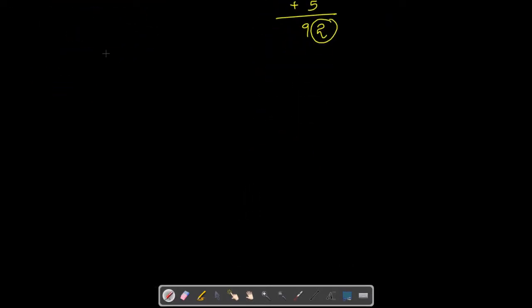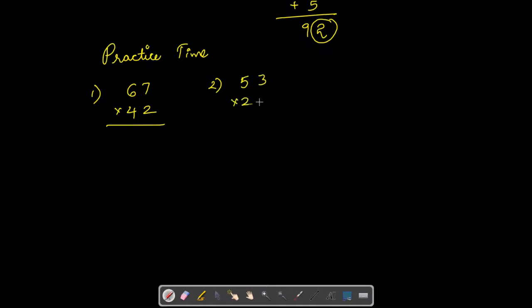Let me give you the practice questions. Practice time. Here are a few questions for you to practice. If it is 67 times 42, what would be the answer? The next question is 53 times 28. What would be the answer? And one more question, say 75 times 86, what would be your answer?